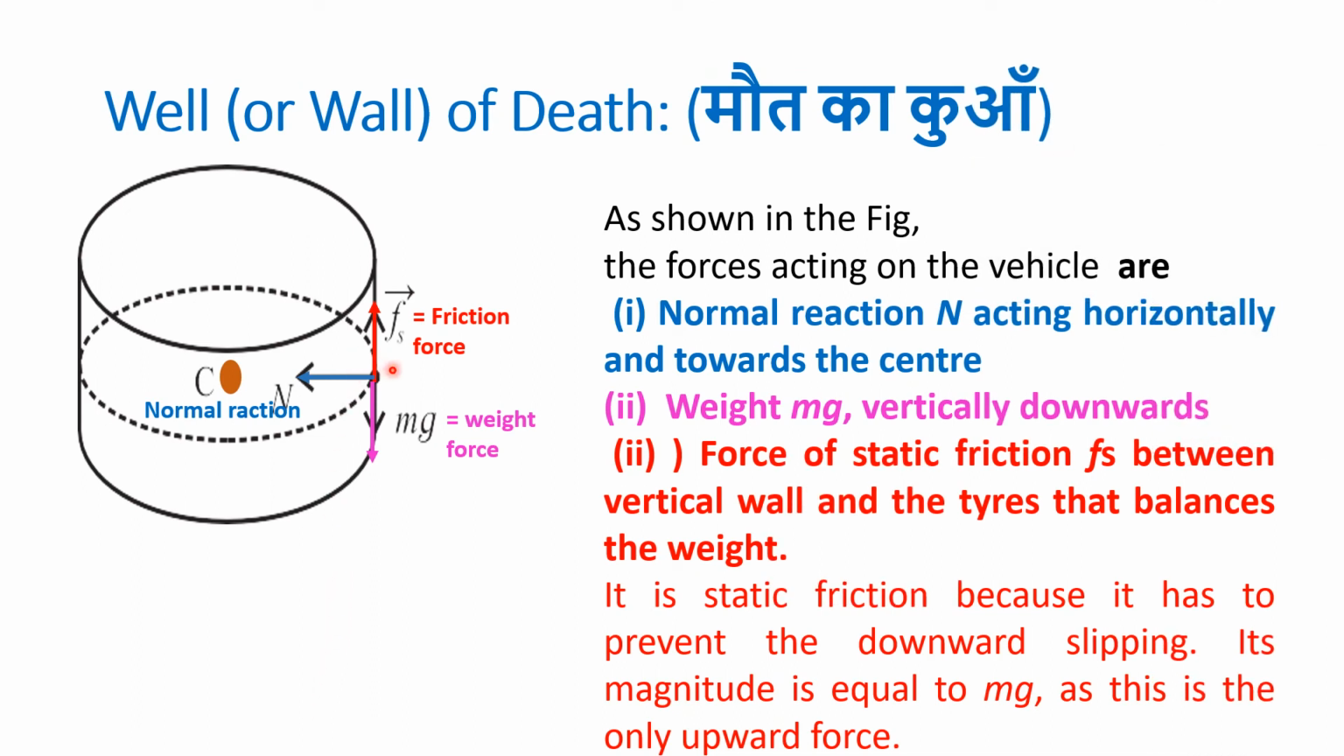Let us see how all the vectors balance each other. The force of friction which is acting in an upward direction balances the weight of the vehicle mg, which is acting in a downward direction. Also we know that normal reaction N is acting horizontally and towards the center, which is also equal to the centripetal force. Now this static friction which exists between the wall and the tire has to prevent the downward slipping, and this magnitude is always equal to mg as shown in this figure.